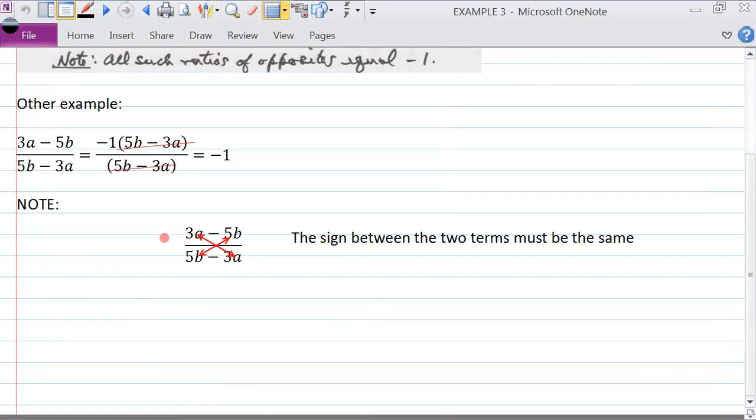So you see what happens here is that this term becomes this term, including the coefficient. This term becomes this term, and if that's the case, then the expression is equal to minus 1. The sign between the terms must be the same and must be negative for this to work.